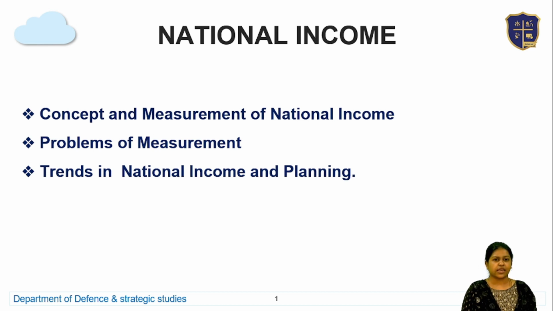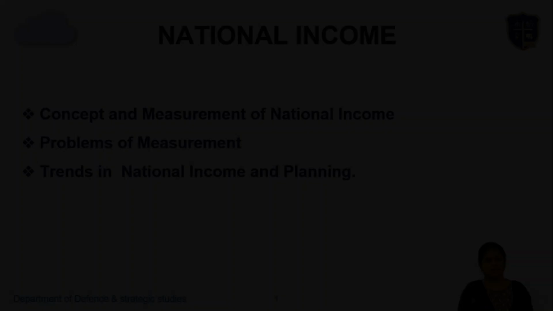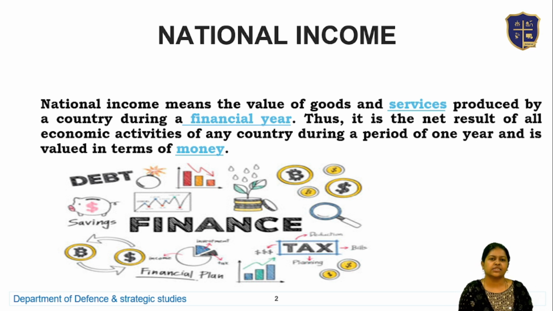First is the concept and measurement of national income, and next is the problems of measurement and trends in national income and planning. So what is national income? National income means the value of goods and services produced by a country during a financial year. For example, let's take a family. If your father earns a salary, it becomes the income of your family, am I right? In the same way, all the economic activities of any country during a period of 1 year, valued in terms of money, become the national income of a country.